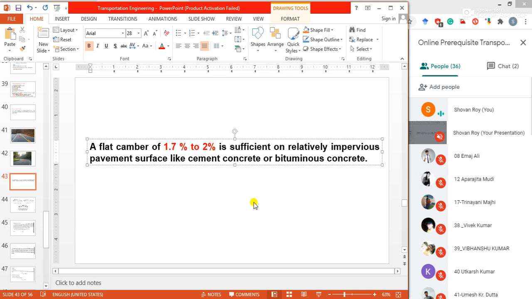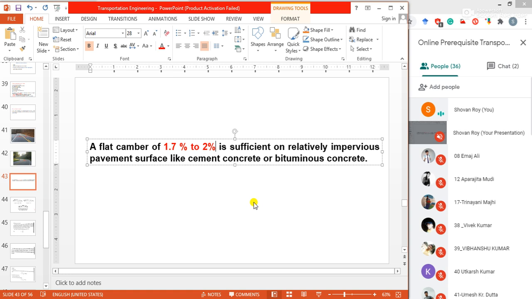With the same reference, steeper camber is also provided in areas of heavy rainfall. The minimum camber needed to drain off surface water may be adopted, keeping in view the type of pavement surface and the amount of rainfall in the locality. Already said, too steep a cross slope is not desirable because of the following reasons.